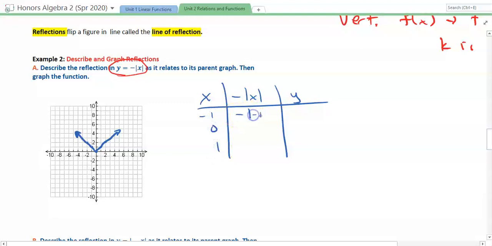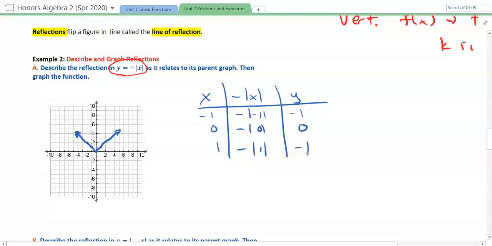So I've got the absolute value of -1, the opposite of the absolute value of -1. Remember, the absolute value will do its work first because it is a grouping symbol. So the absolute value of -1 is +1, but then this negative out front will keep us at -1. When I do the opposite of 0, we're going to get 0, because the absolute value is 0, and 0 being negative is still 0.